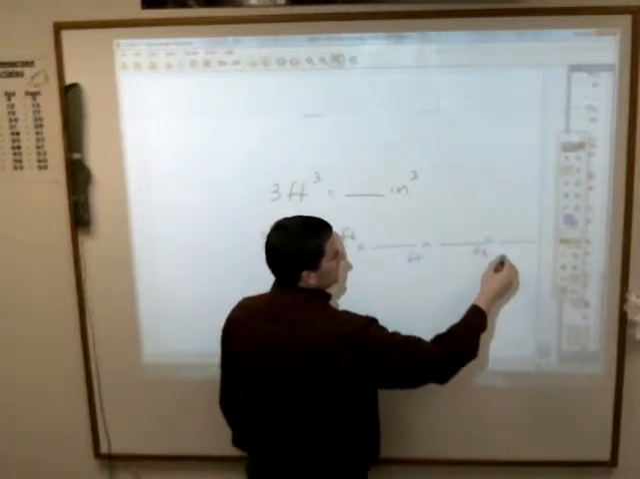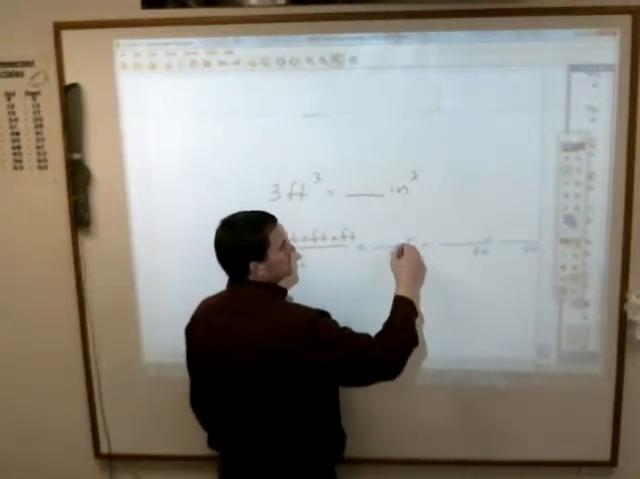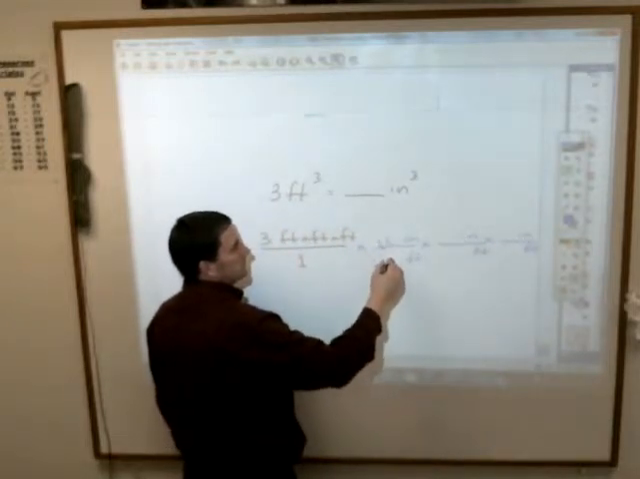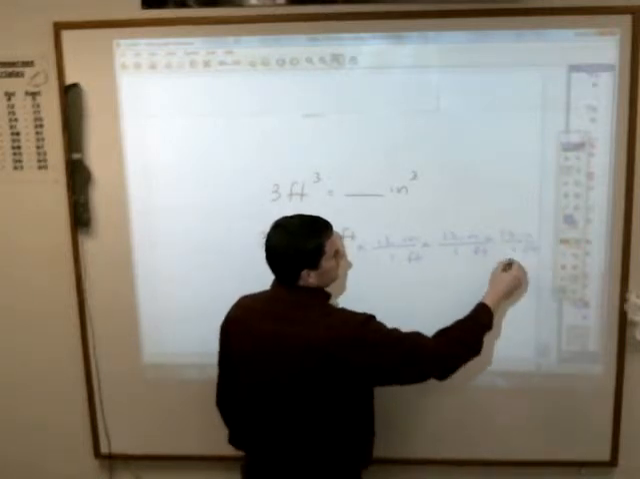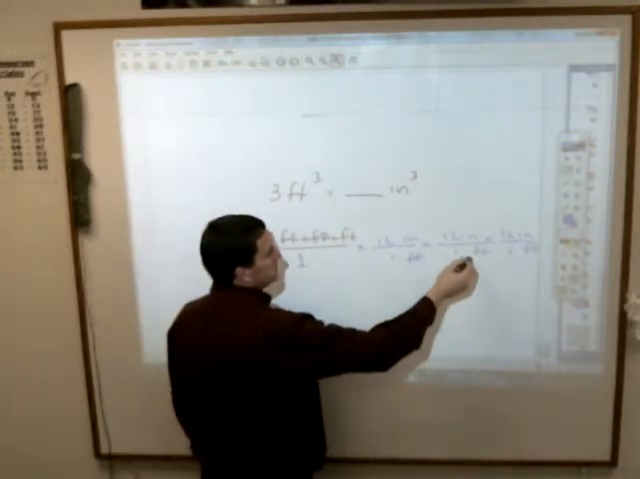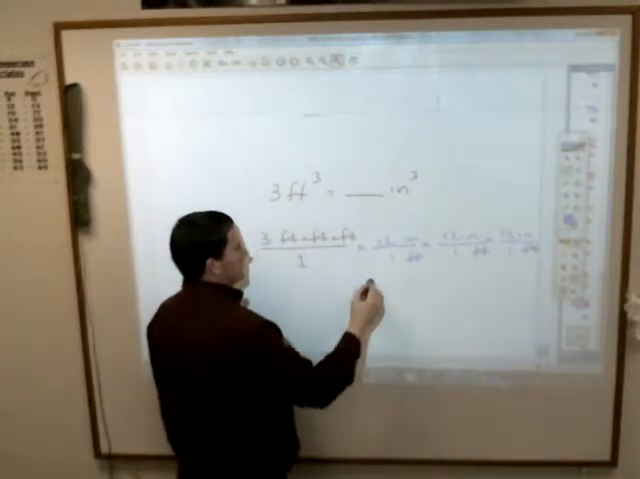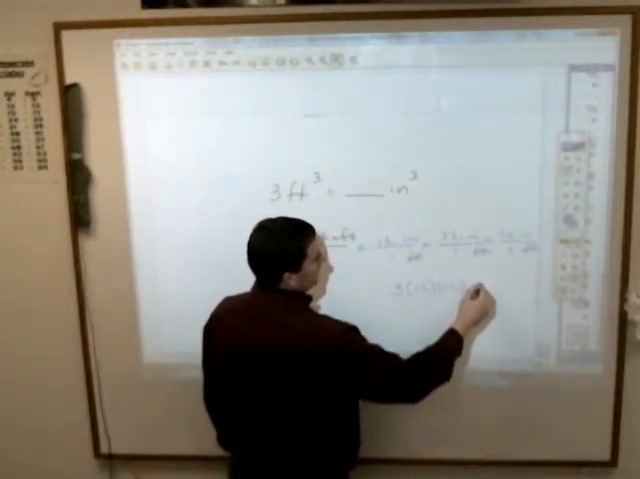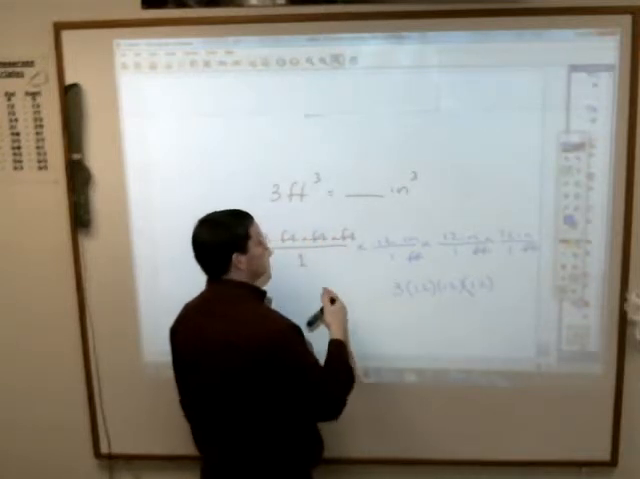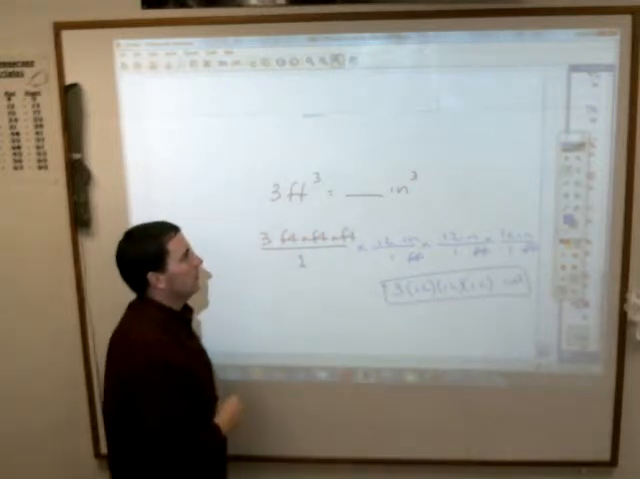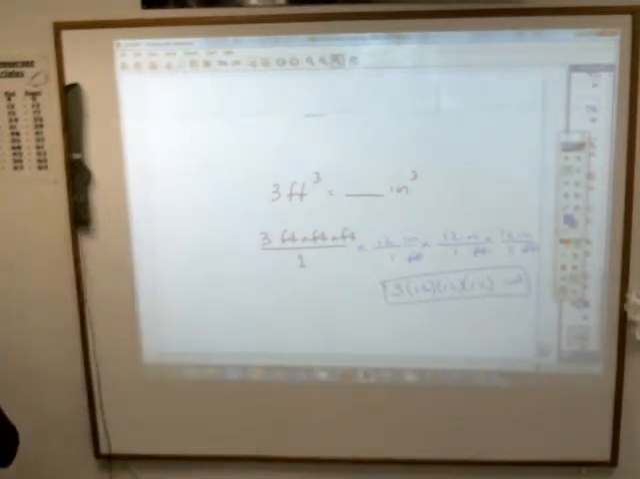Feet, feet, feet. Inches, inches, inches. There are 12 inches in the foot, 12 inches in the foot, 12 inches in the foot. All of these feet will cross off 1 for 1. And your answer will be 3 times 12 times 12 times 12 inches cubed. Volume, automatically, when you see volume, you should think 3. You should think 3 times the size.